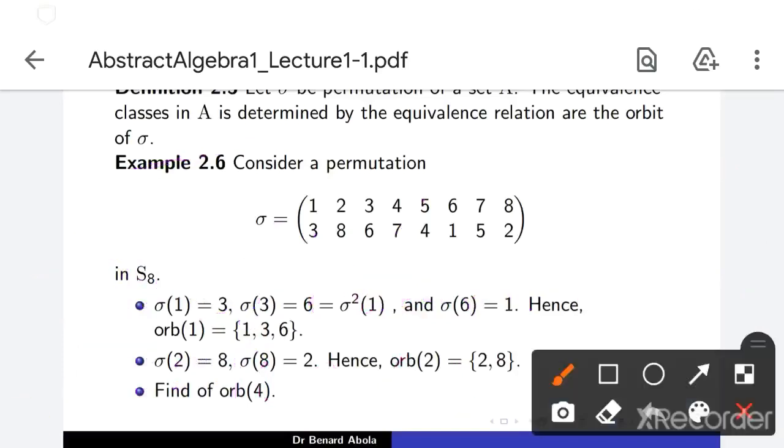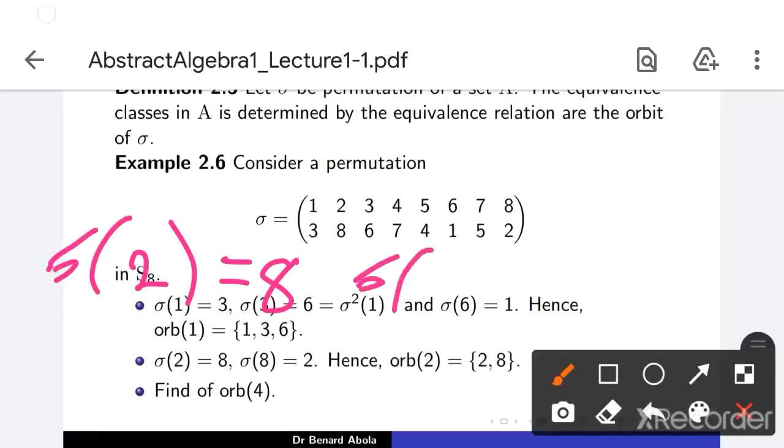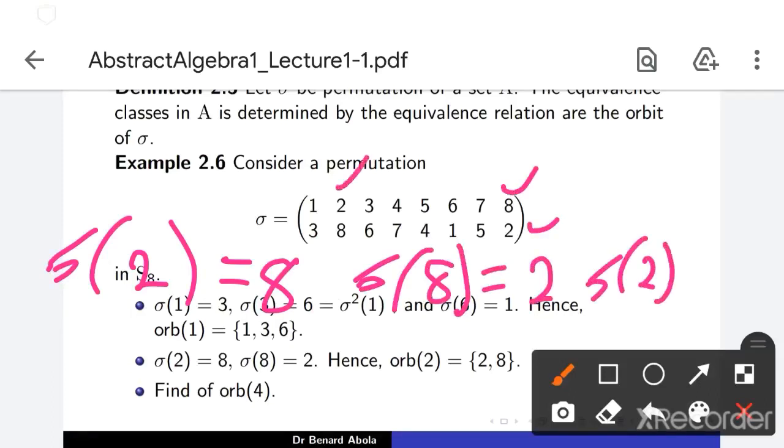If I wanted to get the orbit of 2, you start with the 2 itself. The permutation of 2 gives you what? 8. Now get the permutation of 8. From here it gives you a 2. So this one is done, because I started with a 2, and now I'm ending with a 2. So the orbit is already done.